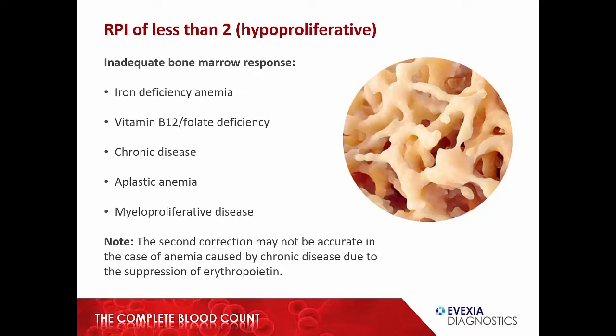If the reticulocyte production index is less than 2, which is also known as hypoproliferative, it indicates an inadequate bone marrow response. Now, the reduced bone marrow response can be caused by iron deficiency anemia, B12, folate, chronic disease, aplastic anemia, myeloproliferative disease, radiation, and a host of other conditions. And please keep in mind that the second correction may not be accurate in cases of anemia caused by chronic disease due to the suppression of erythropoietin. That's that hormone produced by the kidneys that stimulates cell production in the bone marrow.